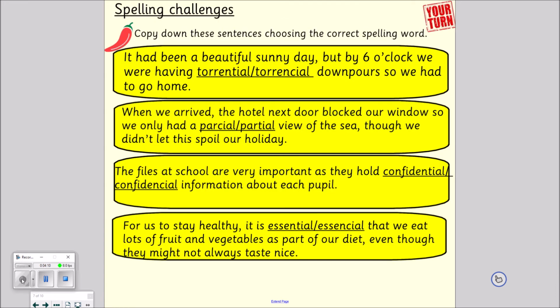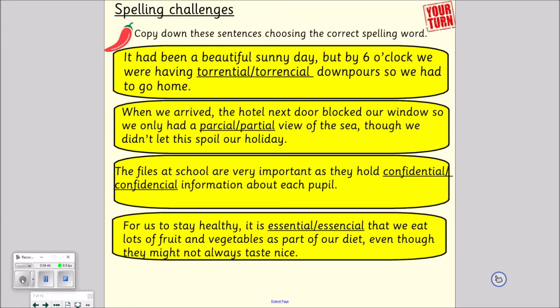Okay, on to your chilli spelling challenges. One chilli. Can you write down the sentences you see ahead, choosing the correct spelling of the shull sounding word, focusing also on your handwriting? It had been a beautiful sunny day, but by 6 o'clock we were having torrential downpours, so we had to go home. When we arrived, the hotel next door blocked our window, so we only had a partial view of the sea, though we didn't let this spoil our holiday.